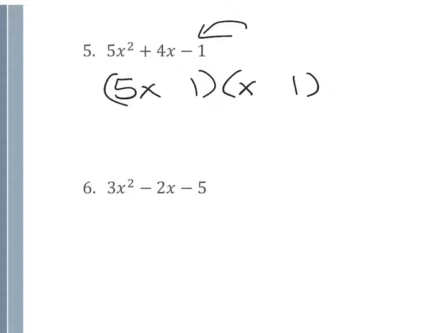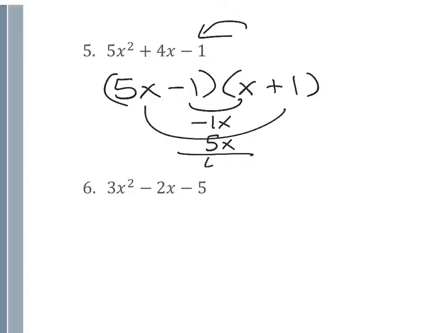So now I just have to hope that when I put them in here, I put the plus sign and the minus sign in the right spot. If not, I just do another FOIL problem. Make sense? So here, inside gives me -1x. Outside gives me positive 5x. When I add them, it worked. I guessed right.